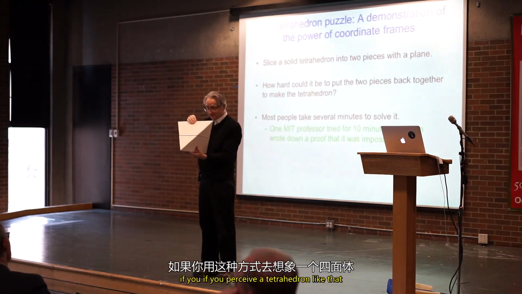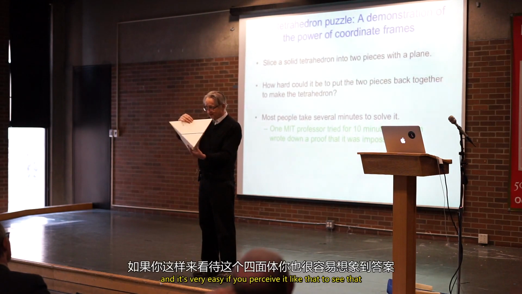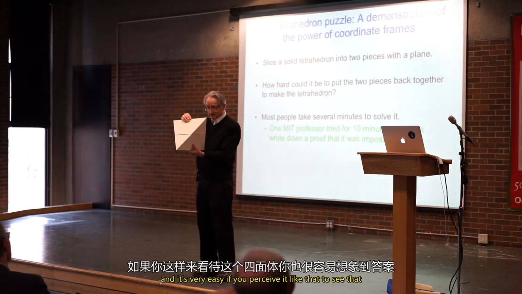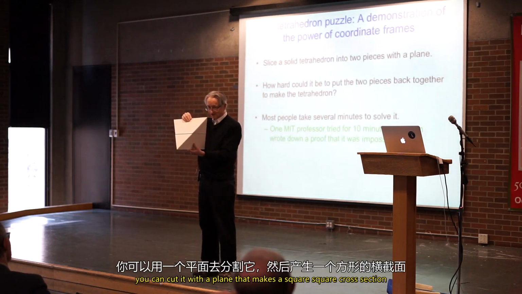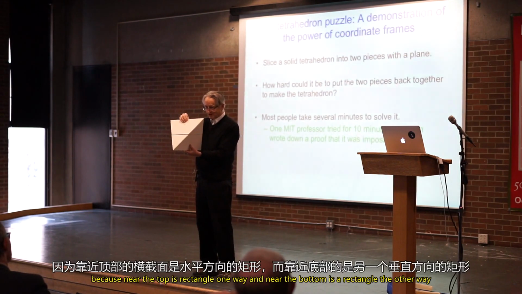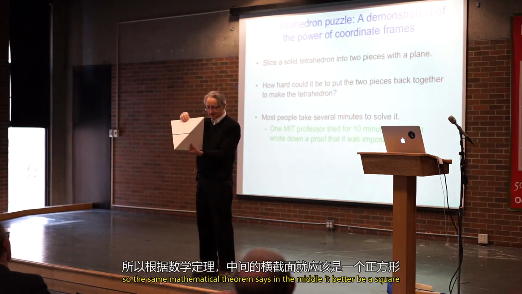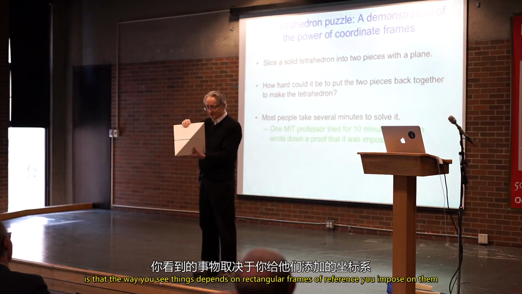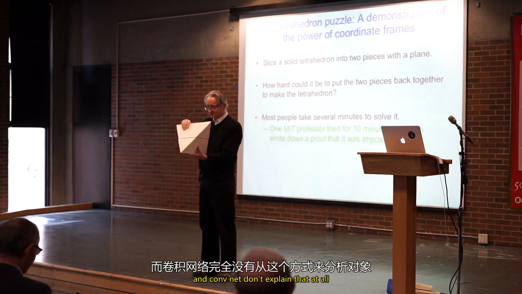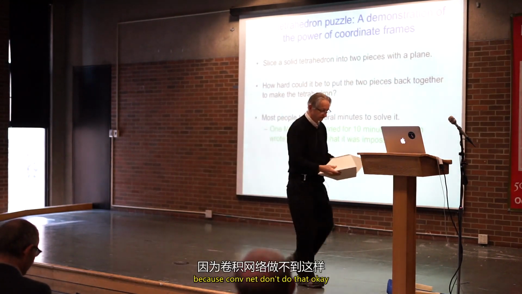If you perceive a tetrahedron like that, it's a completely different psychological object, and it's very easy, if you perceive it like that, to see that you can cut it with a plane that makes a square cross-section. Because near the top it's a rectangle one way, and near the bottom it's a rectangle the other way, so there's some mathematical theorem that says in the middle it better be a square. So the point of this long demo is that the way you see things depends on rectangular frames of reference that you impose on them, and convnets don't explain that at all, because convnets don't do that.